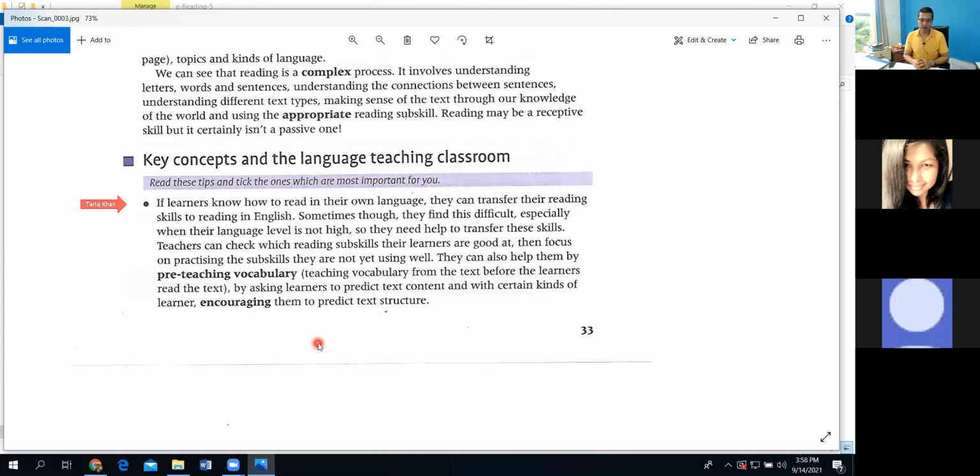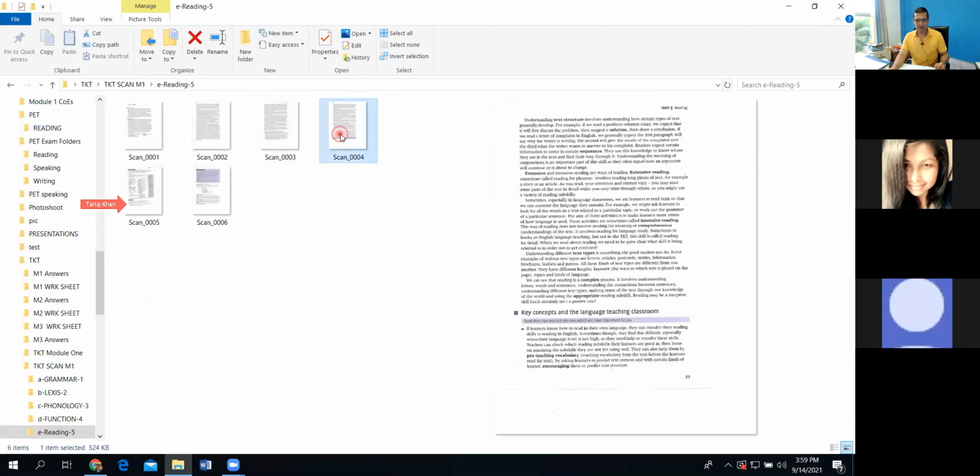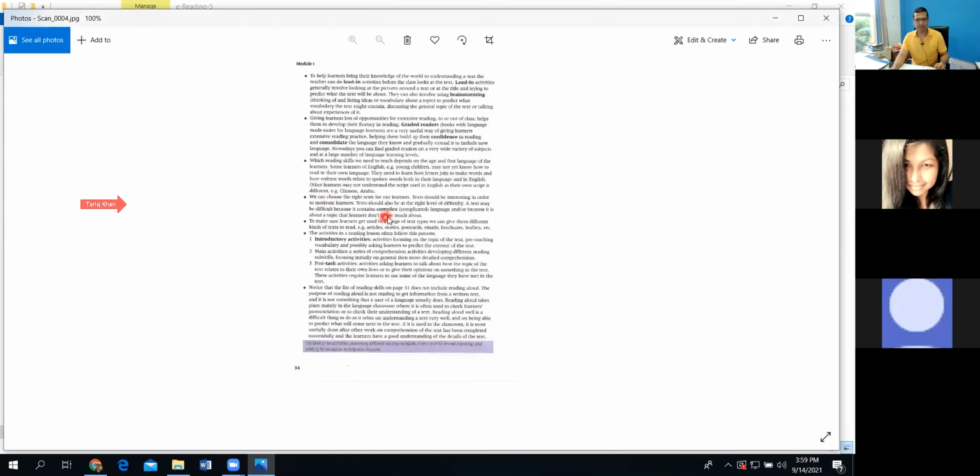Likewise, they say you can help them out with pre-teaching vocabulary. When you are going to give them a comprehension task, do the pre-teaching of vocabulary, what type of vocabulary they will be facing in that. Then they can figure out the meaning, and it will help them to understand the text in a better way. Okay, so that's the way you encourage them to do the reading sub-skills. Okay, let's see next what they say.